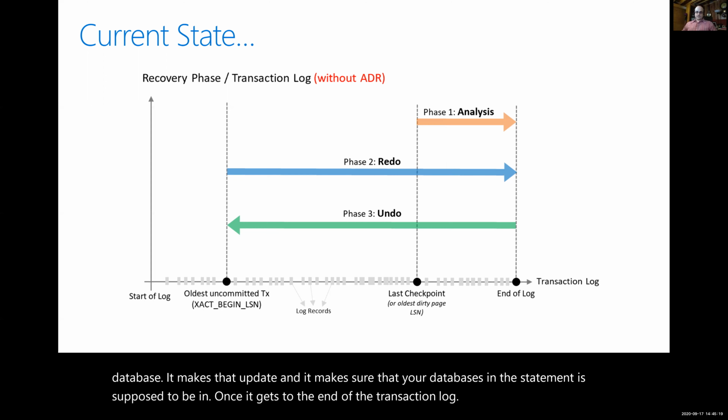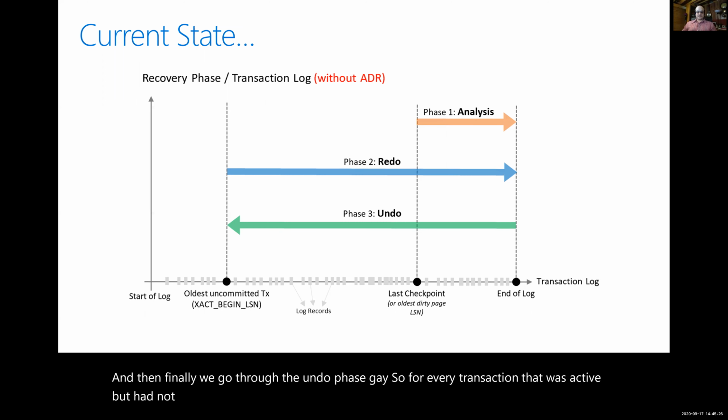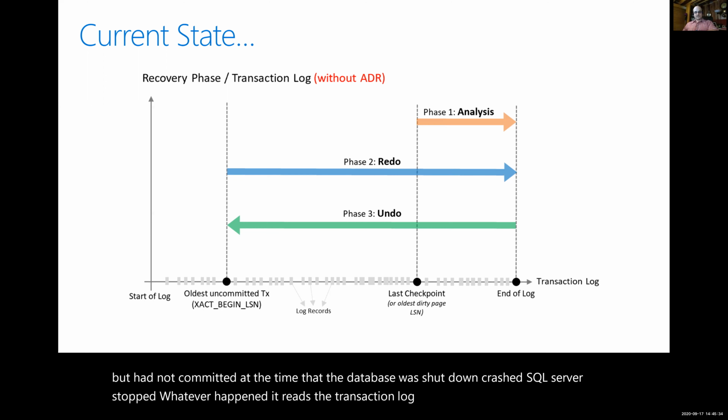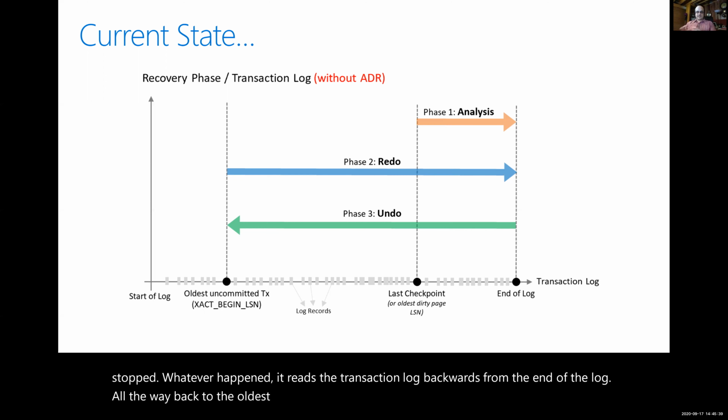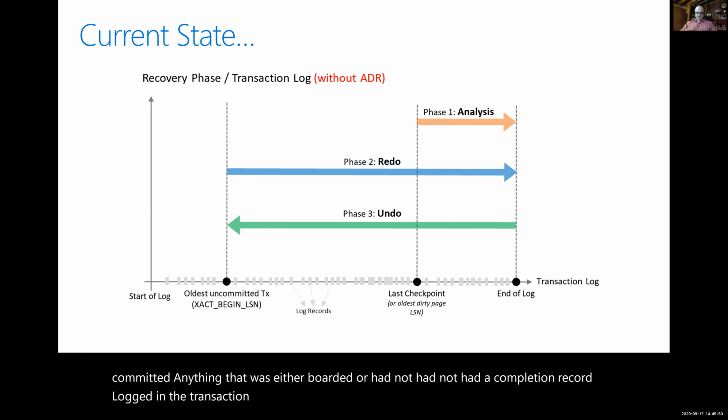And then finally, we go through the undo phase. For every transaction that was active but had not committed at the time the database was shut down, crashed, or SQL Server stopped, whatever happened, it reads the transaction log backwards from the end of the log all the way back to the oldest uncommitted transaction. Anything that was aborted or had no completion record logged in the transaction log gets undone.